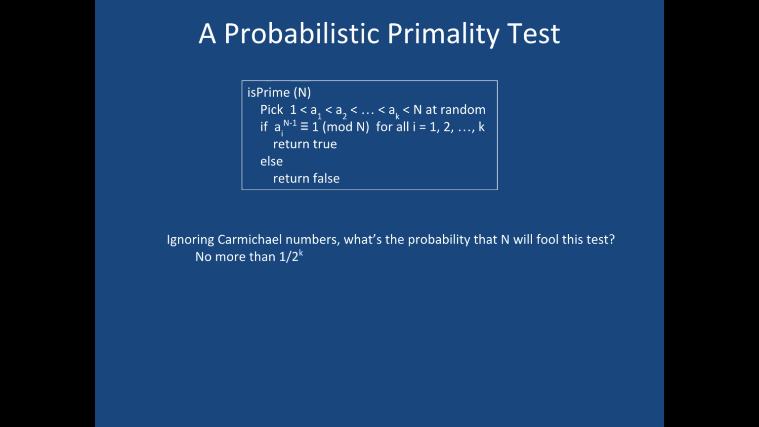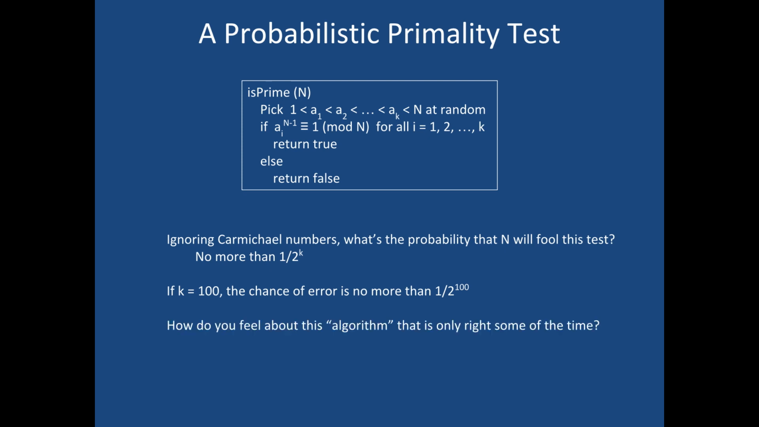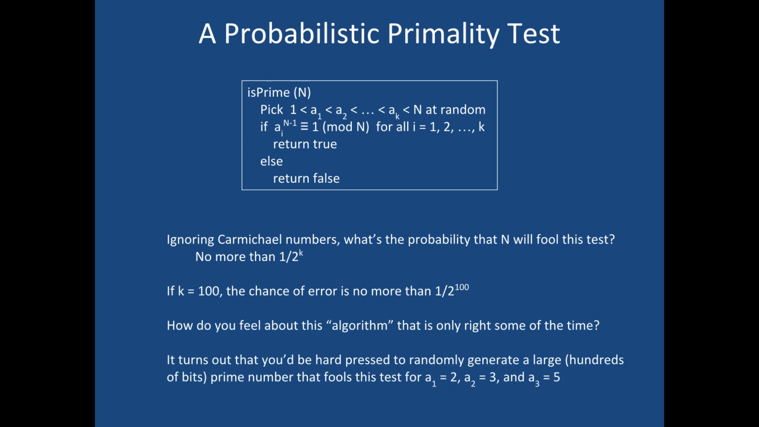Okay, and we decided the probability it's going to be fooled is no more than 1 over 2 to the k, where k is the number of tests we do. And we already said that. If you let k be 100, you've got a tiny chance that you've been fooled. We've talked about that, how you feel about it. Some of you are uncomfortable.